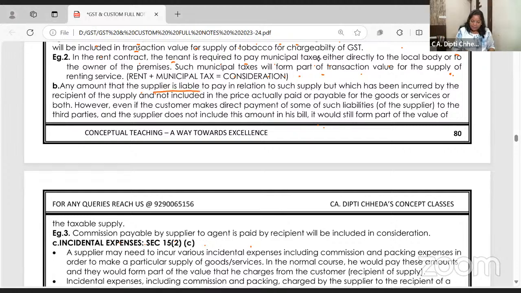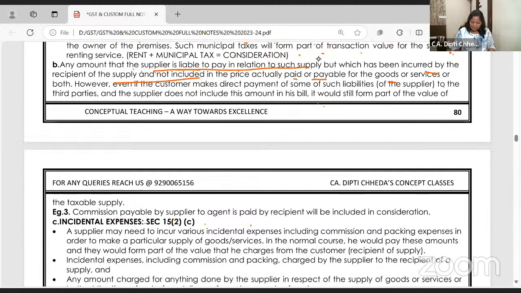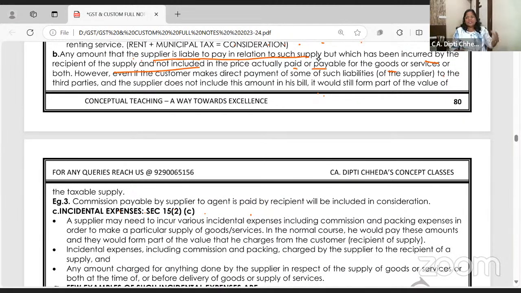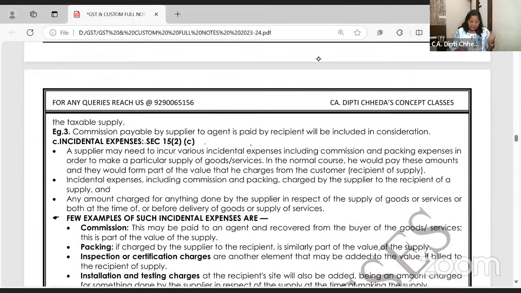Any amount that the supplier is liable to pay, but which is incurred by the recipient and paid directly to a third party. Example, commission. The supplier had to pay commission to an agent. The recipient is asked, anyhow I have to receive the money, can you pay commission to one of my agents? You pay me less. So that will be a part of the transaction value.